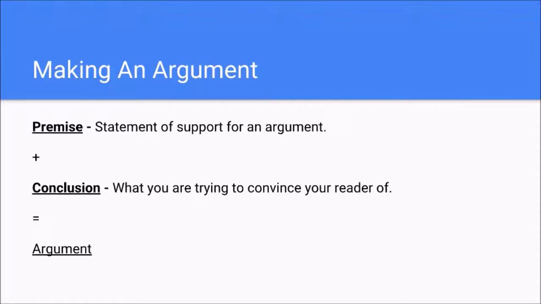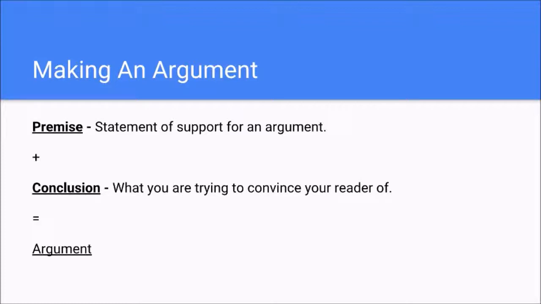Moving now to looking at arguments more generally. It is important to understand what argumentation entails from the base level. Every argument is made up of one or more premises followed by a conclusion. The premise is the statement of support for your argument, basically a statement of evidence, while your conclusion is what you're trying to convince your reader of. Together, these parts form an argument.